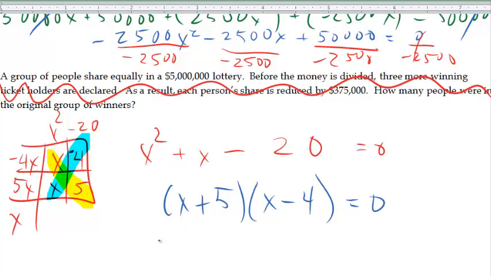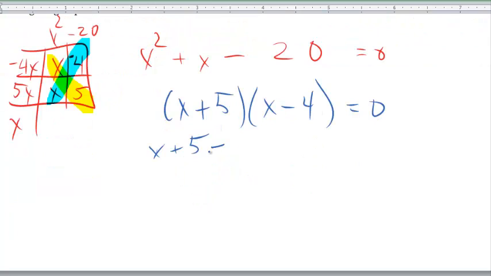So I set both of those equal to 0 to find my two possible answers. I'm running out of room. x plus 5 equals 0. x minus 4 equals 0. So I have x equals negative 5. x equals 4.